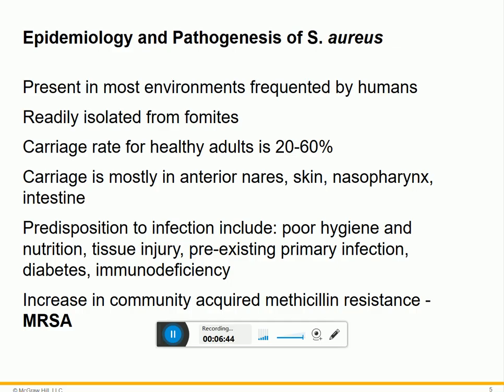But if there's any damage to the skin, again, we've broken that first barrier. If the patient has a pre-existing infection or a pre-existing condition like diabetes, or if they're immunodeficient, these are all reasons why a person might get a Staph aureus infection. One of the antibiotics that we give to treat Staph aureus is methicillin. Now a lot of the Staph aureus have become resistant to methicillin. So there's a lot of methicillin-resistant staphylococcal infection, and that is known as MRSA.